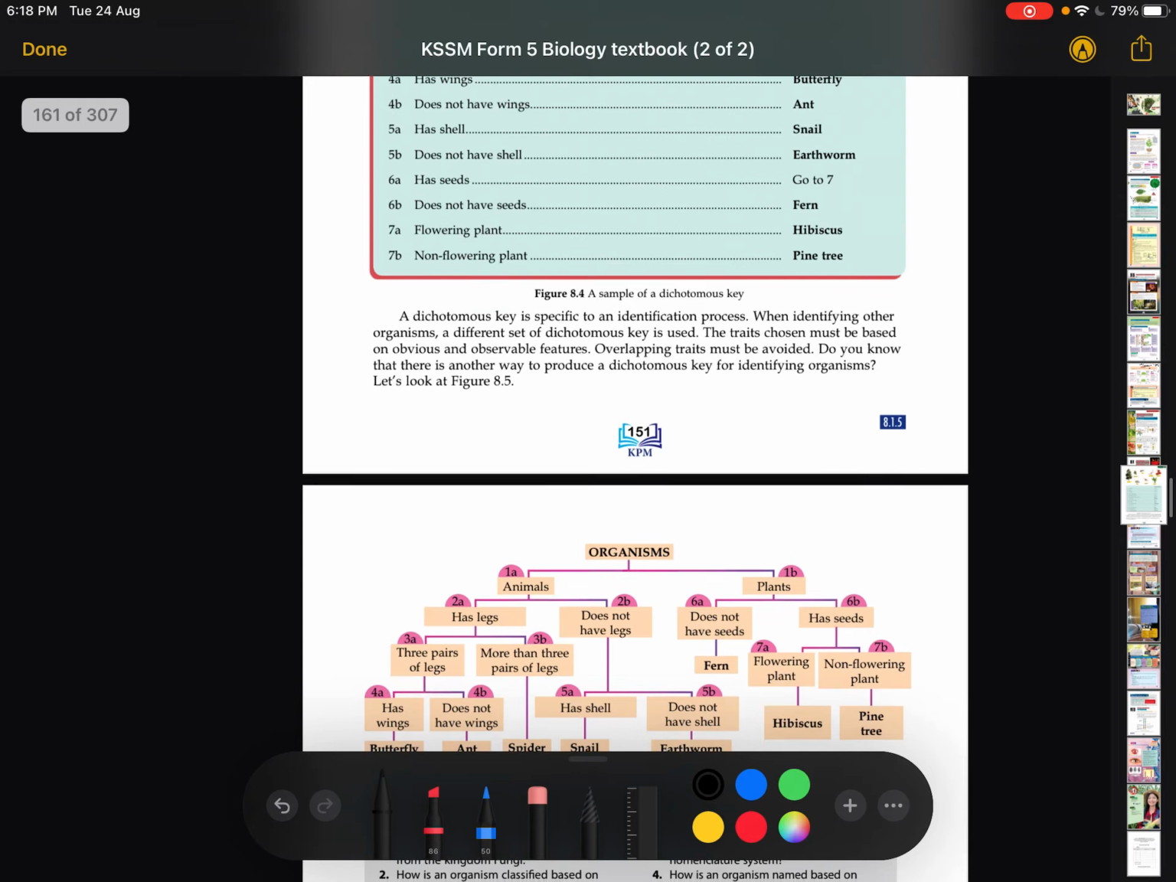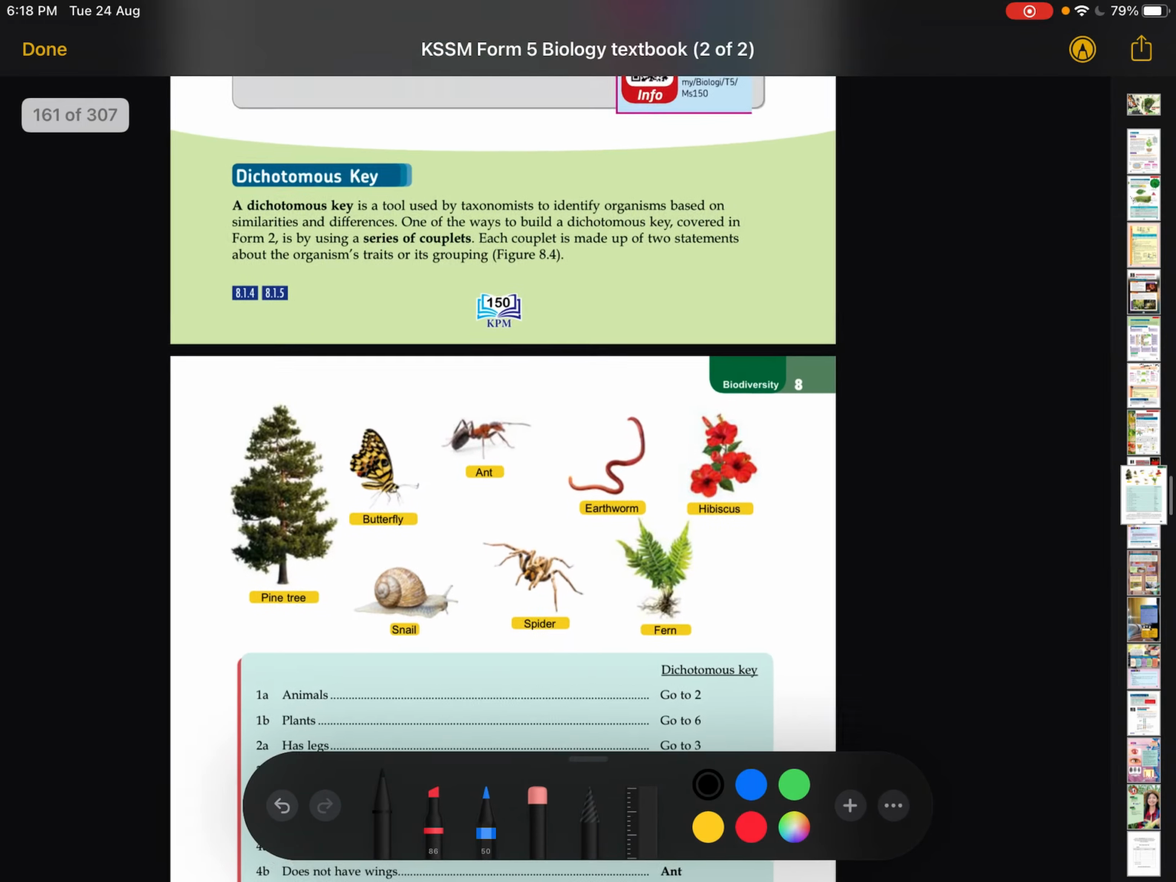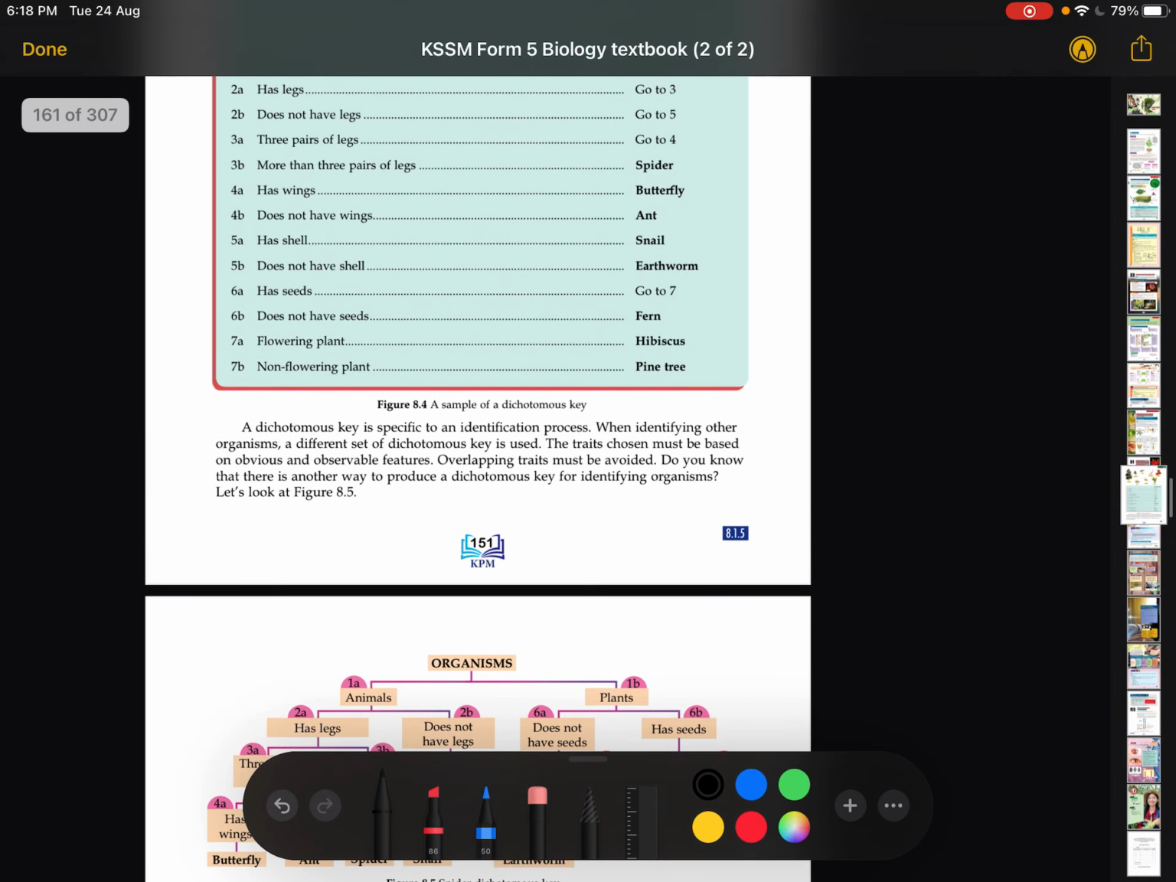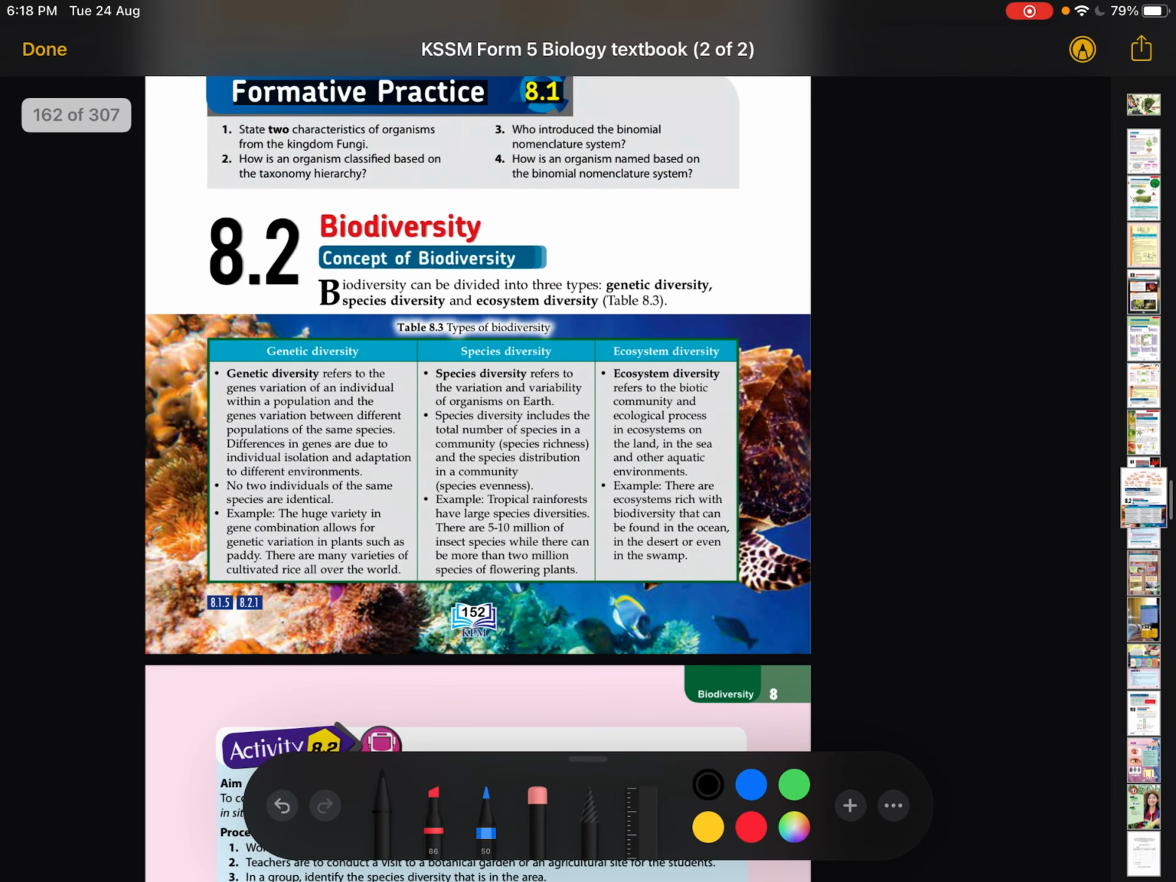So yeah, this is the more common dichotomous key. I don't know what its actual name is. This is the other one called the spider key, but it's the one that we normally use.